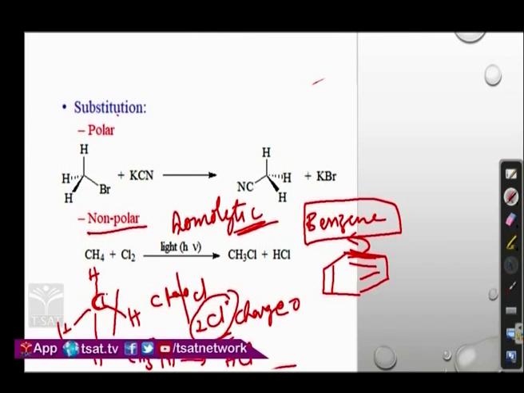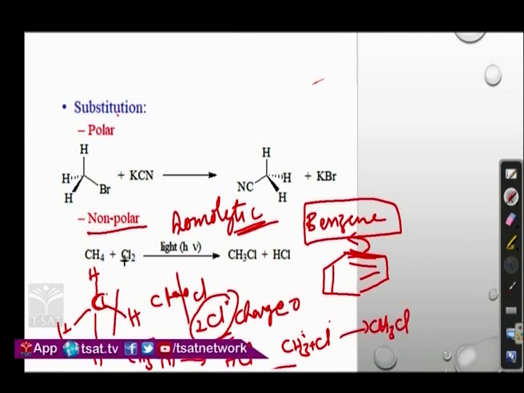I am not going into very much detail in that because my emphasis is on nucleophilic substitution reactions, just giving the overall idea of non-polar substitution, that is, radical substitution. So this methyl radical that is formed is again going to react with another chlorine radical, so that it is going to form methyl chloride.